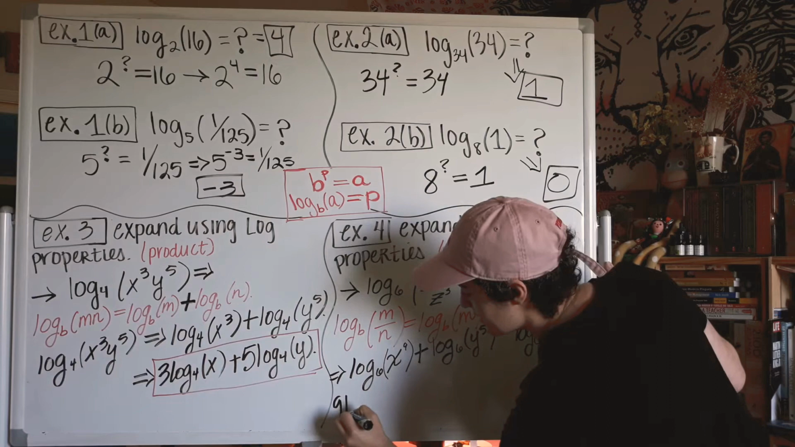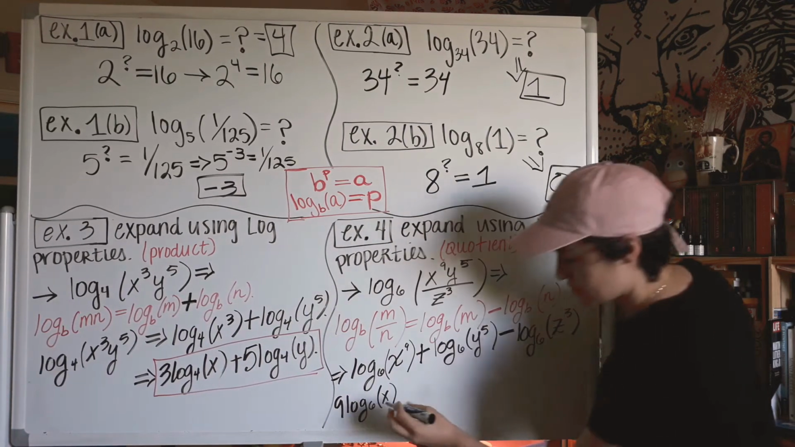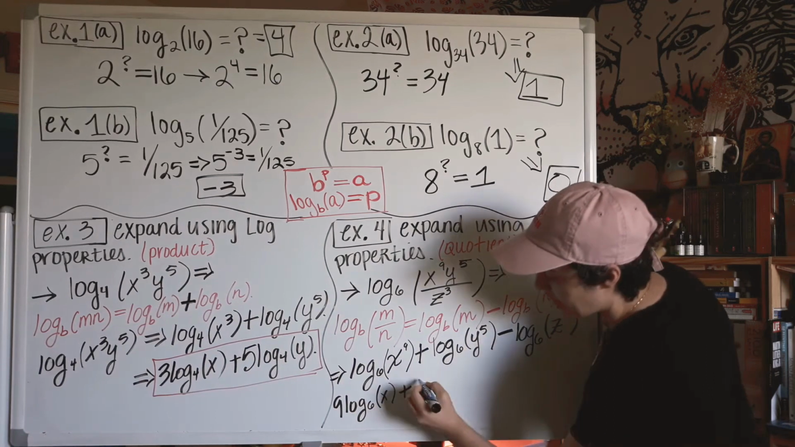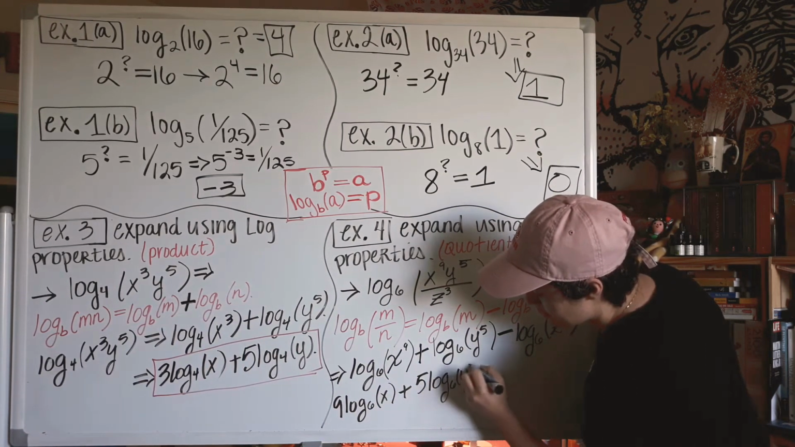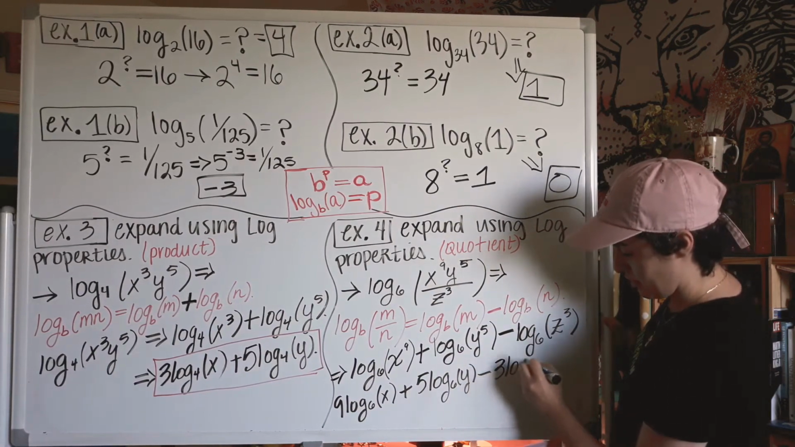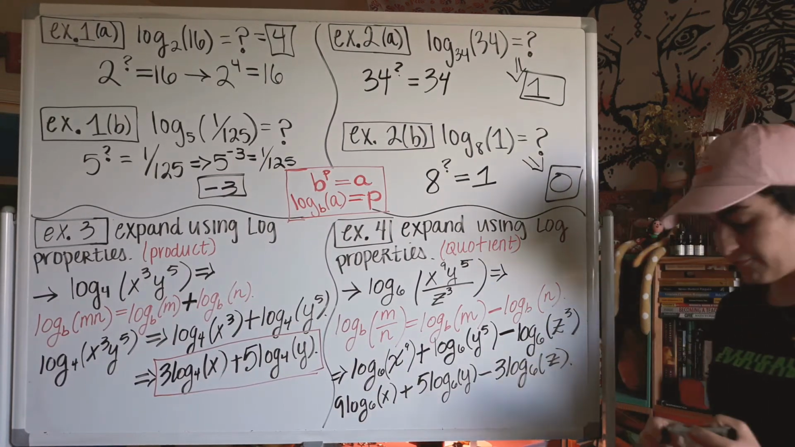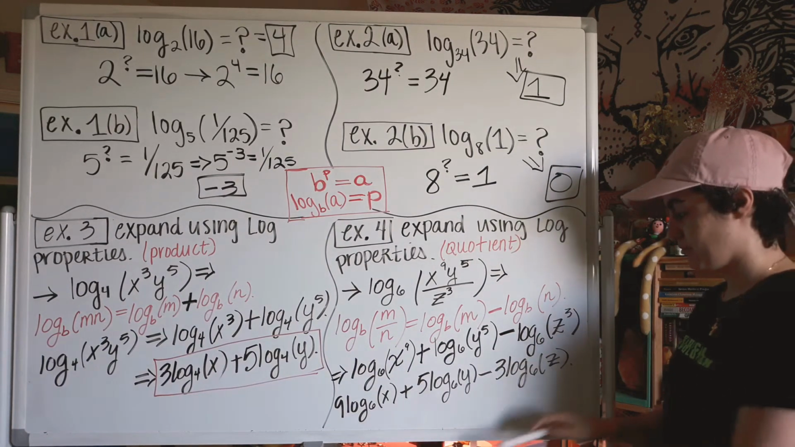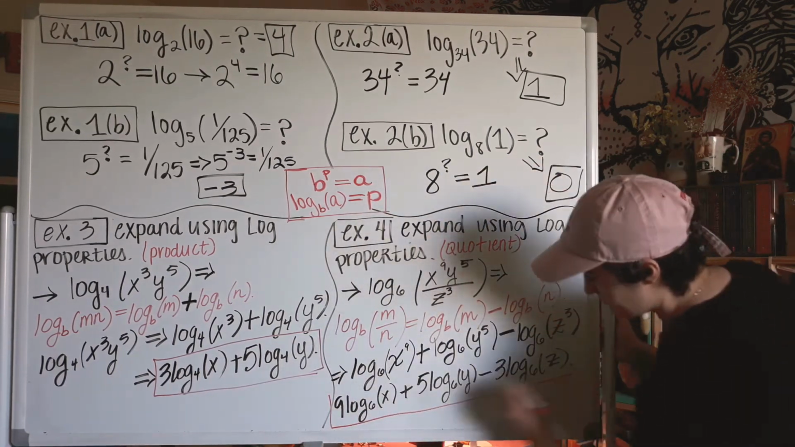So it would be 9 log 6 x plus 5 log 6 y minus 3 log 6 z. This is it fully expanded. Okay, so this is our final answer.